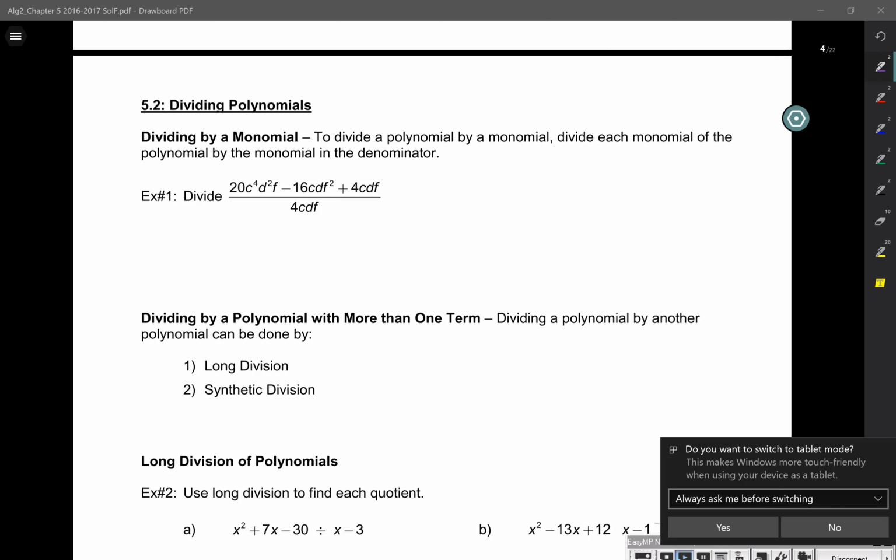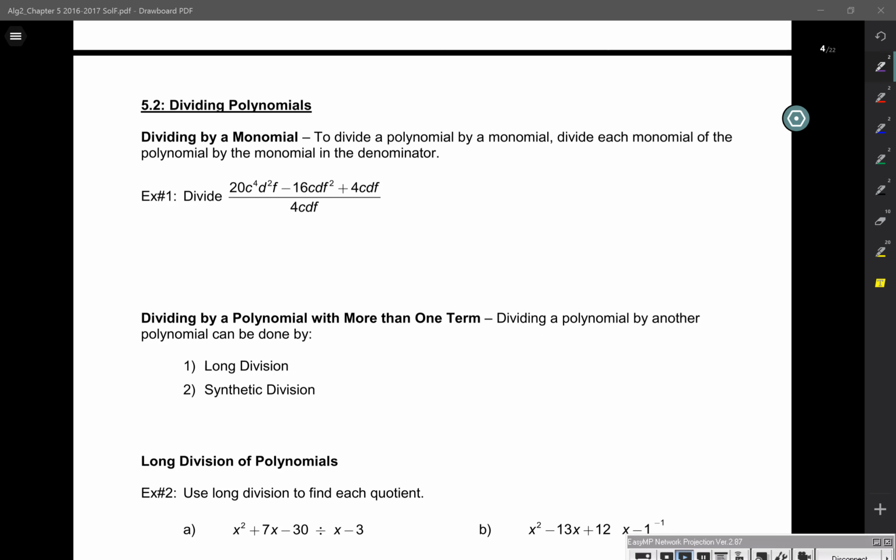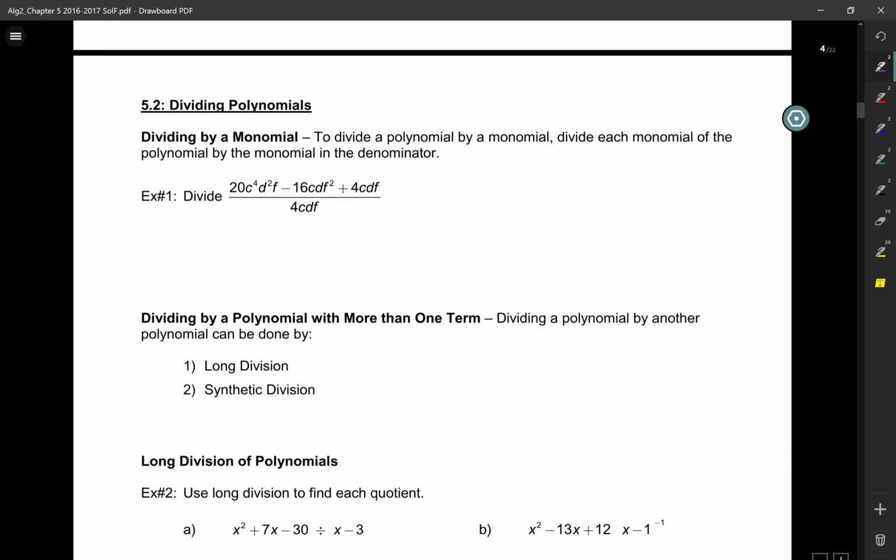So last time we talked about how to add, subtract, multiply polynomials. Today we're going to talk about how to divide them, right? So first of all, we have a polynomial, and we're first going to divide by a monomial. Like you see in this first example, I have the polynomial on top, and the denominator is a monomial, right? Having one term.